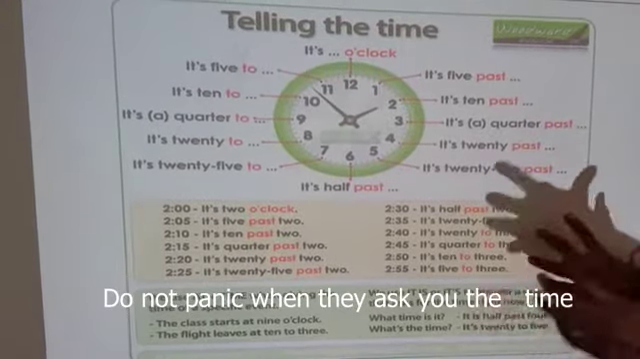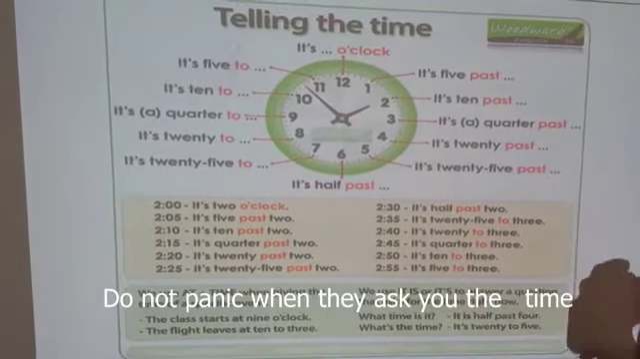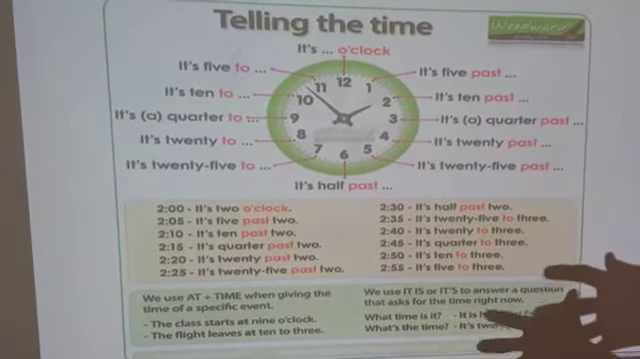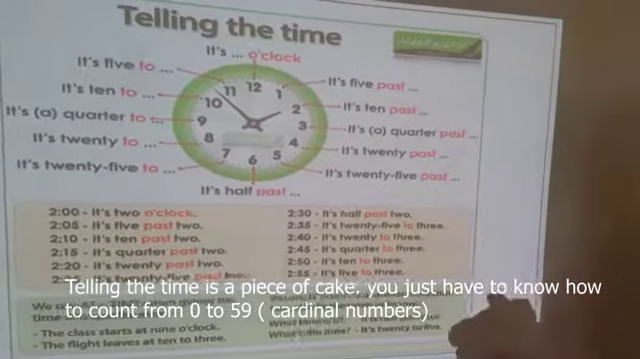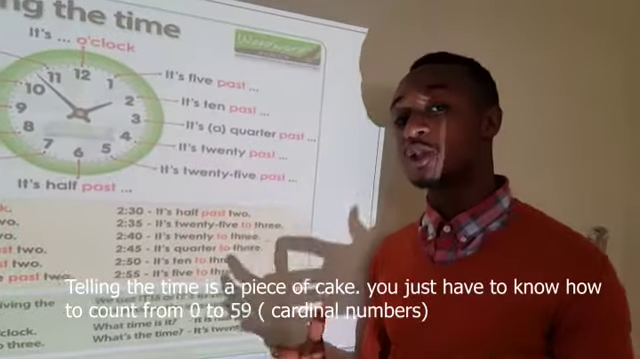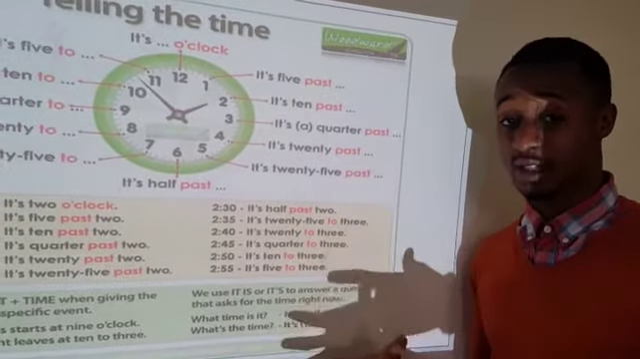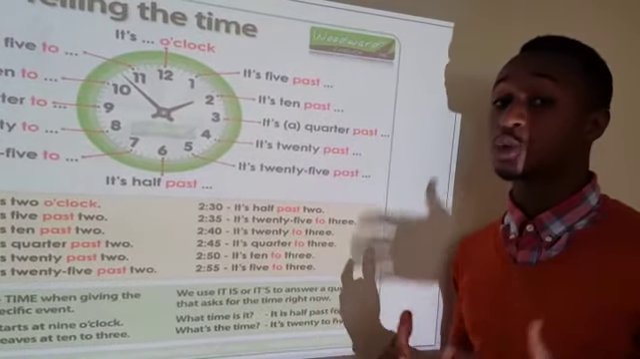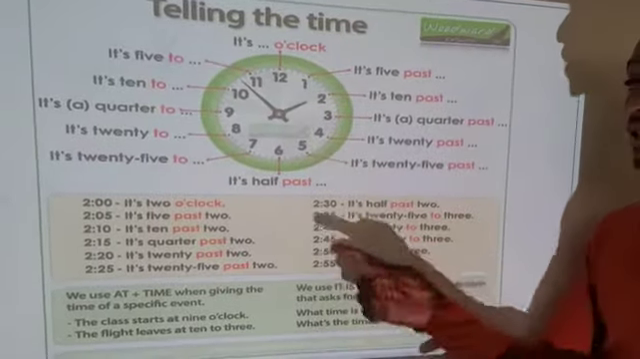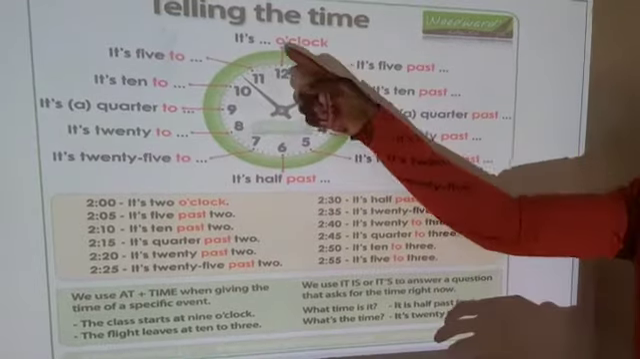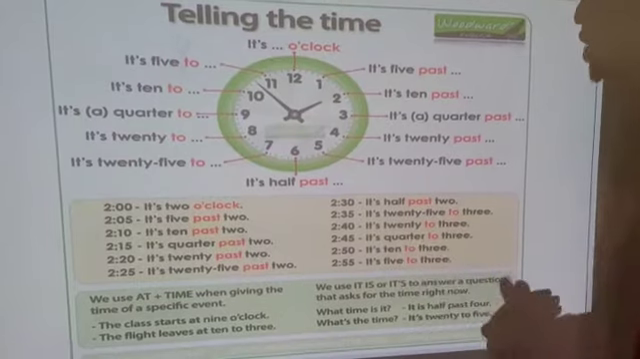Alright, so this is the clock. It's very easy. Don't panic when they ask you what time is it. You just have to know how to count from 0 up to 59. The most common question they ask when it comes to the time is what time is it? So we use the verb to be to respond to that question. As I told you, when it's full time, you have to say o'clock, right? For example, 1 o'clock, 2 o'clock, 3 o'clock, and so on.